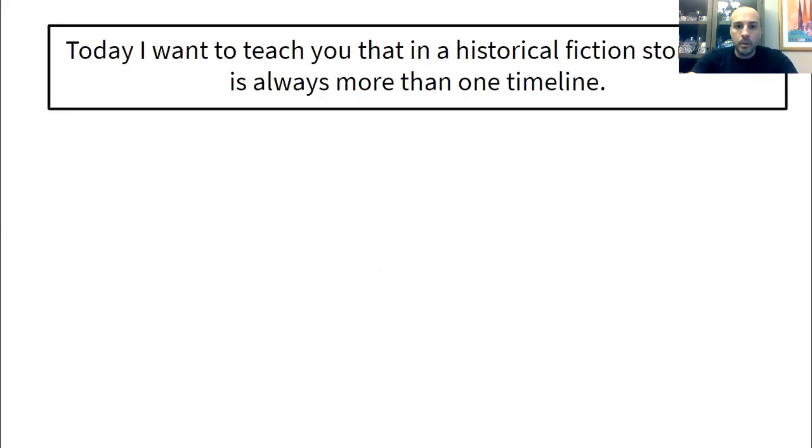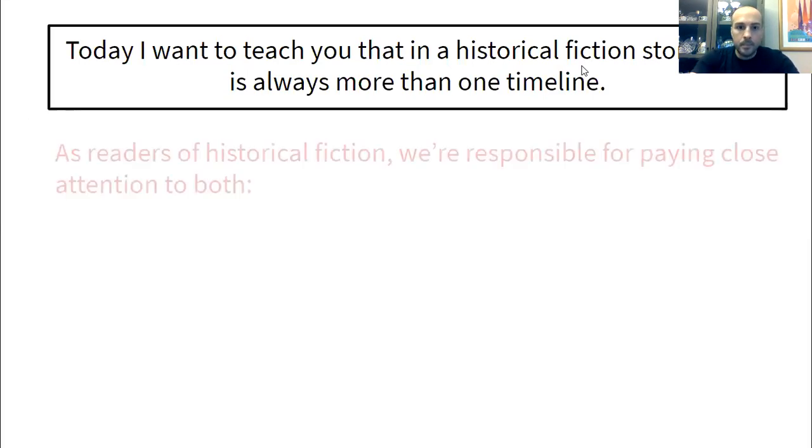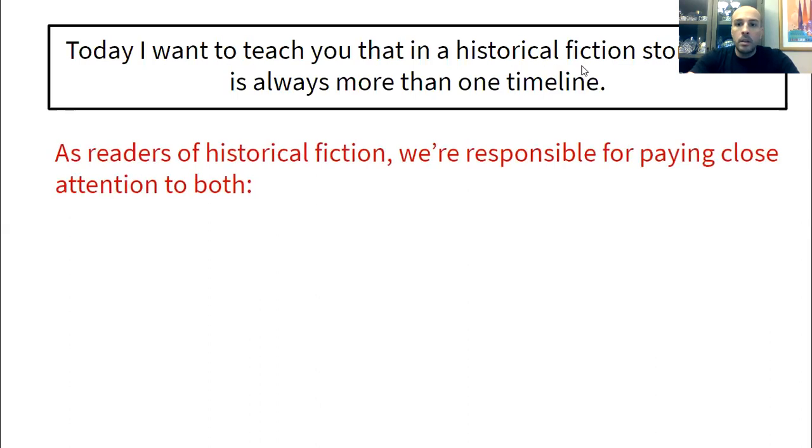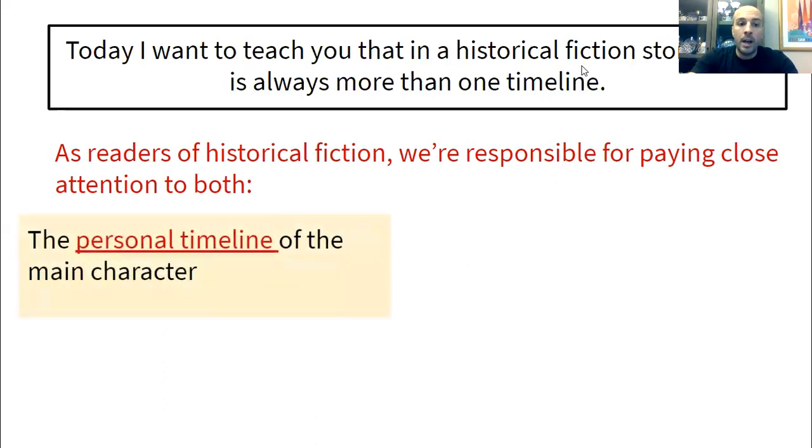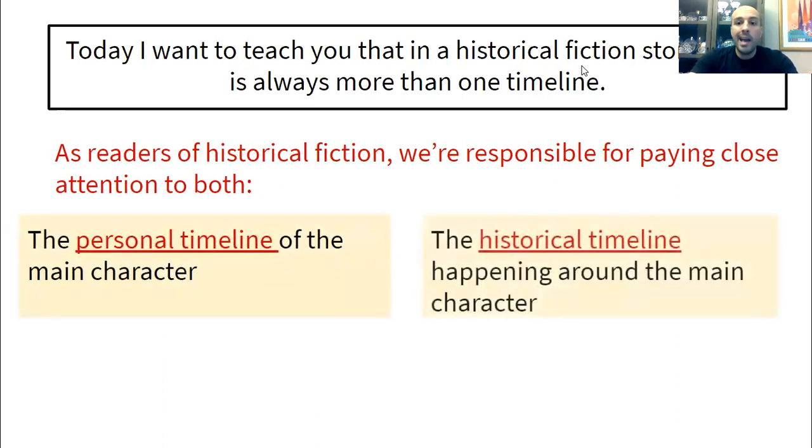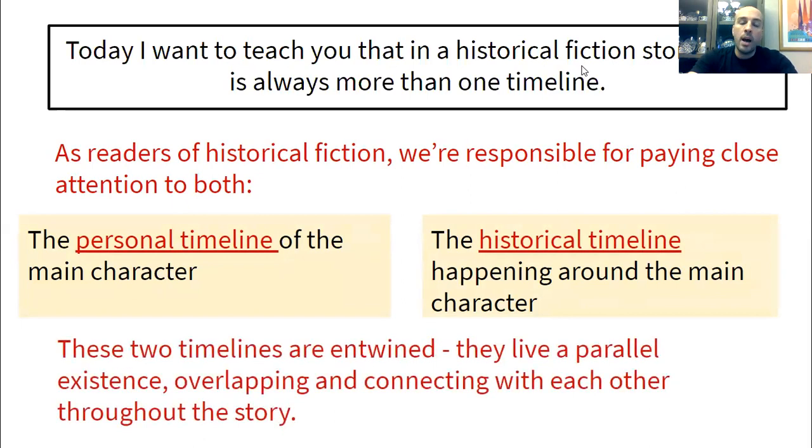around her. So today, what I want to teach you is that in a historical fiction story, there's always more than just one timeline. As readers of historical fiction, we're responsible for paying close attention to both the personal timeline of the main character and the historical timeline happening around the main character. Those two timelines are entwined with each other.